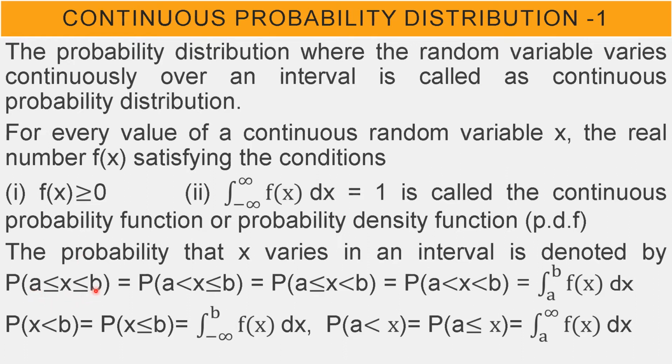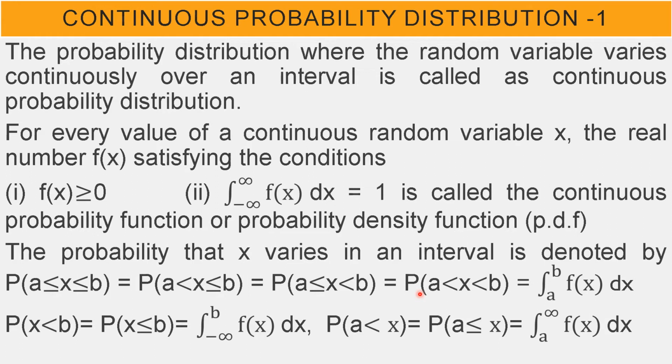X may vary in the closed interval [a, b], that is, X may be greater than or equal to a, less than or equal to b, or X may vary in the open-closed interval (a, b], X greater than a, less than or equal to b, or X may vary in the closed-open interval [a, b), where X is greater than or equal to a, less than b, or X may vary in the open interval (a, b), or X may be greater than minus infinity and less than plus infinity.